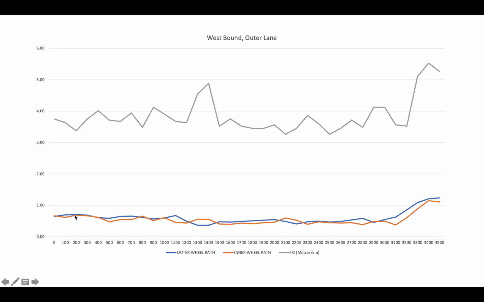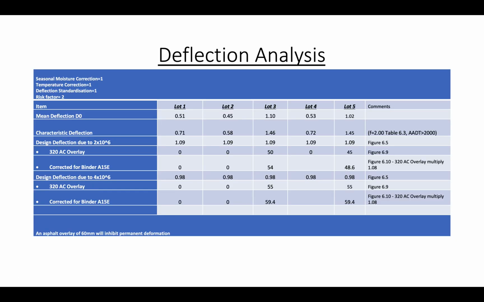For the outer lane, so this is the outer lane, and this is the inner wheel path, and this is the roughness, and you can see it's almost homogeneous until it reaches around 3000, where it picks up and the deflection goes off. And in terms of the roughness, it's also the same scenario here as before. Around 1000, there's a sudden spike in roughness, and around 3000 is also the same. So the ride quality is similar to inner lane.